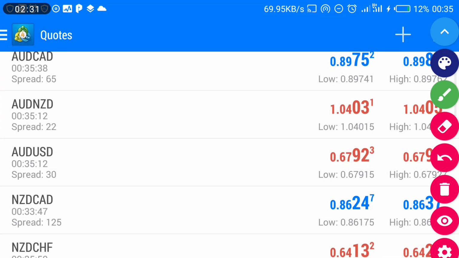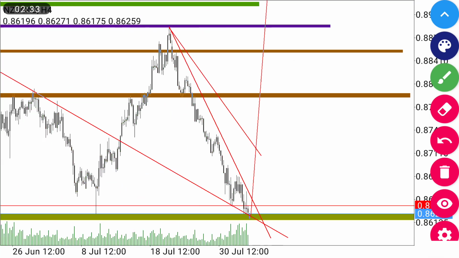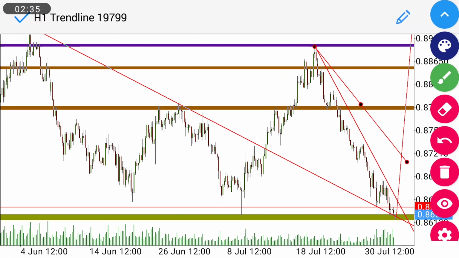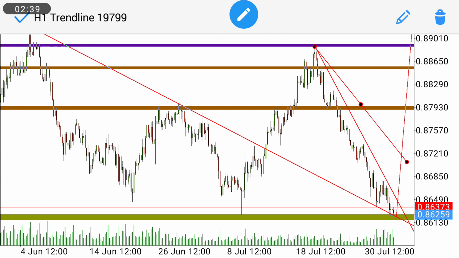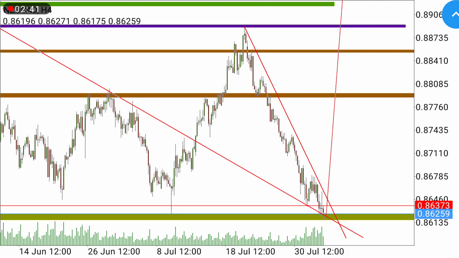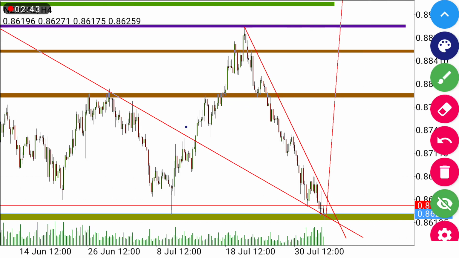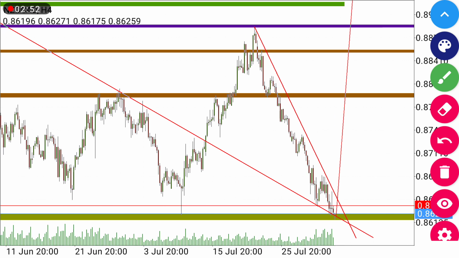Another pair which you're going to be focusing on is NZD CAD. For NZD CAD, this time we're going to be looking for a bullish direction. The reason is that we have a wedge pattern formation, and on this wedge pattern we're looking for a bullish direction. So where do we get our entry? After a clear breakout and the retest of this trend line is when we drive it up.